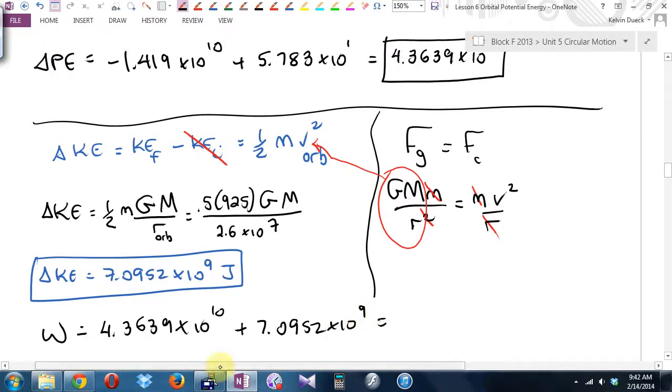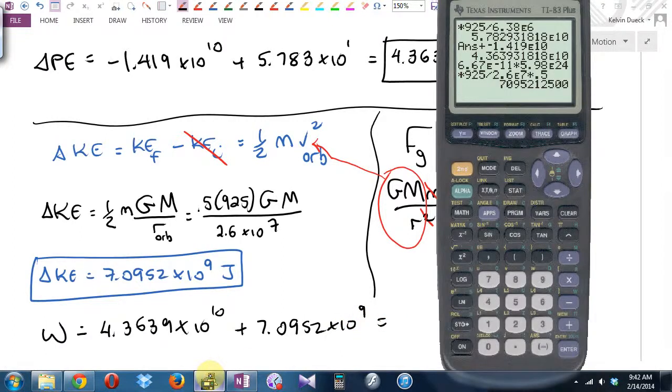Thank God I got one of these stored, this number at least, plus 4.3639 times 10 to the 10th. Answer. To put this satellite in orbit, it's going to take that many joules of fuel.